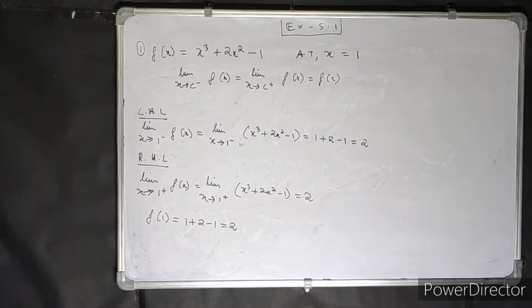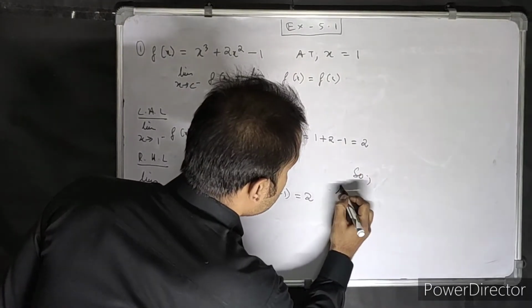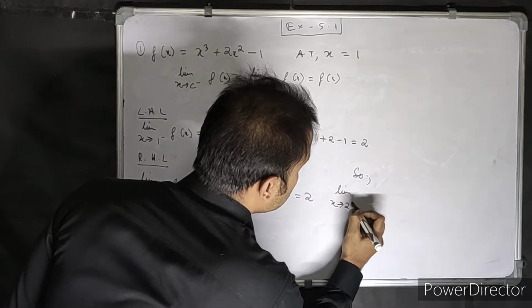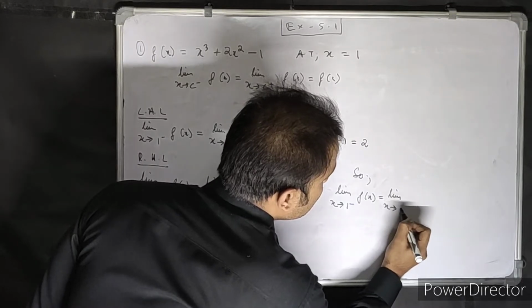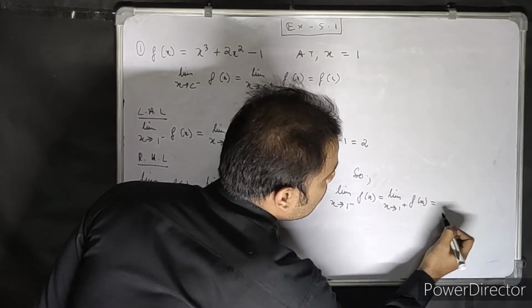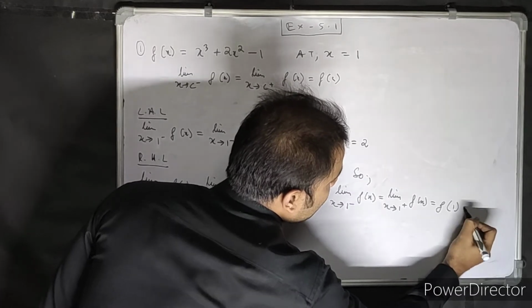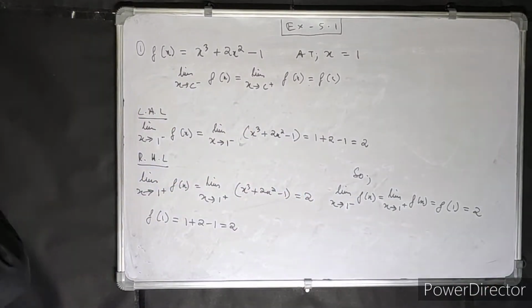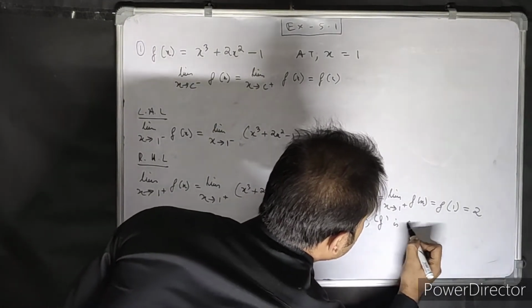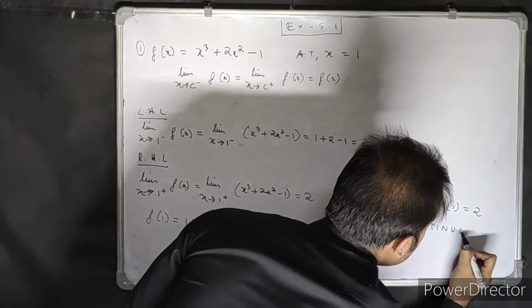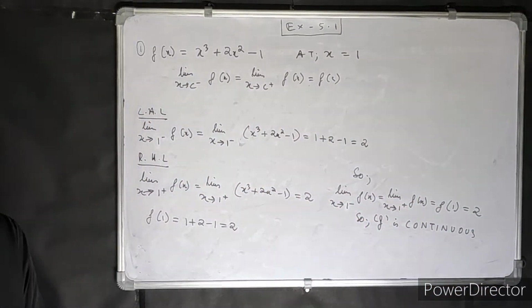See, all three of them are equal to each other. Now you write, so limit of x tends to 1 negative f of x is equal to limit of x tends to 1 positive f of x is equal to f of 1, which is equal to 2. All of them are equal to each other. So what happens? So f is continuous. Now let me just check the answer for you. Yes, it is continuous. Of course, you can see from the board only. Okay, let's go on to question number 2.